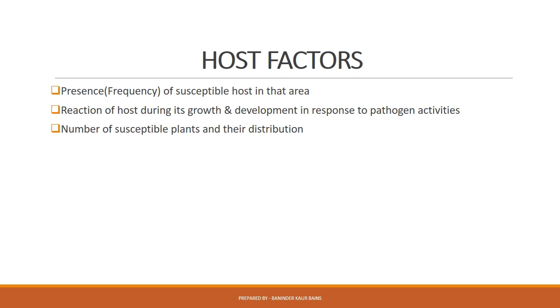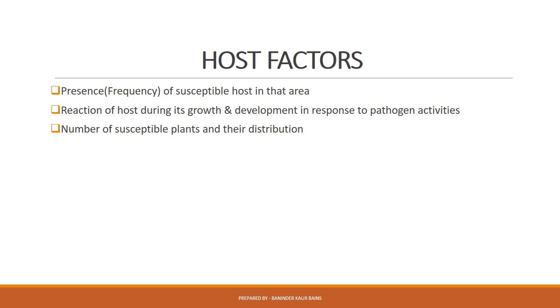The second one is the reaction of the host during its growth and development in response to pathogen activities, meaning how the host plant reacts or responds to the different activities of the pathogen during its different life stages. Some diseases affect plants at the seedling stage, for example damping off. Others affect the plant when it has grown up, for example rust in wheat. So diseases affect plants at different stages, and what is the response of the host plant?